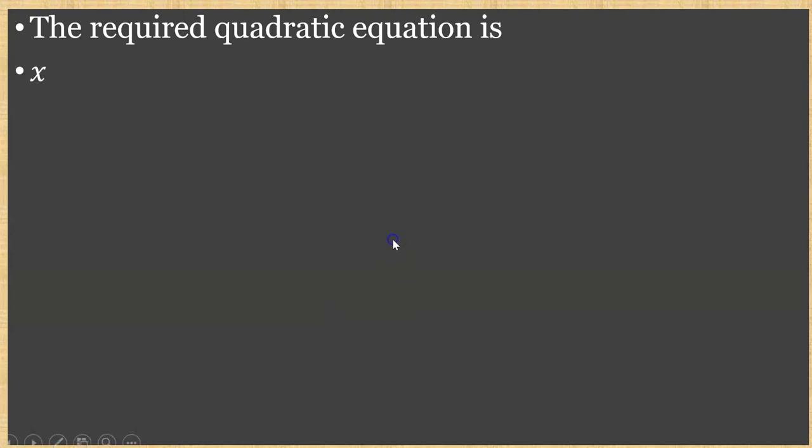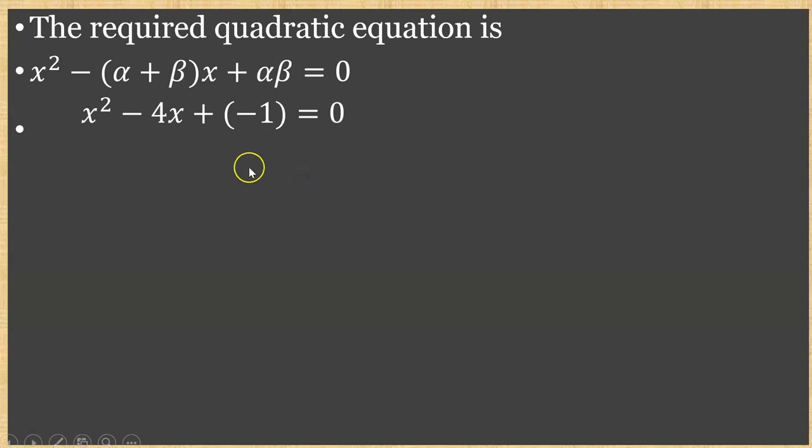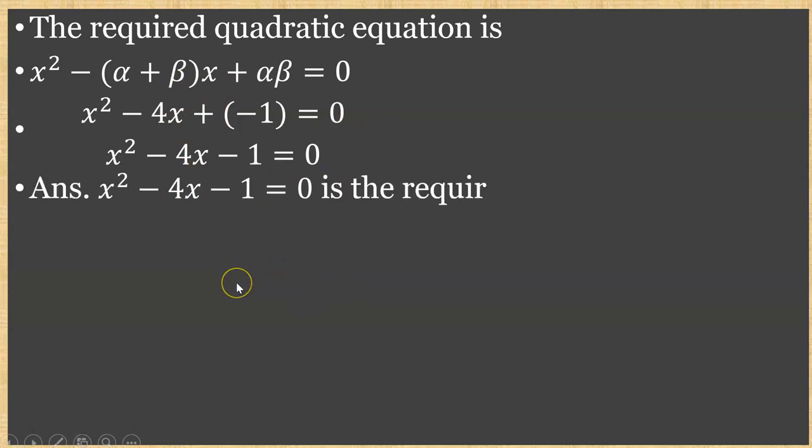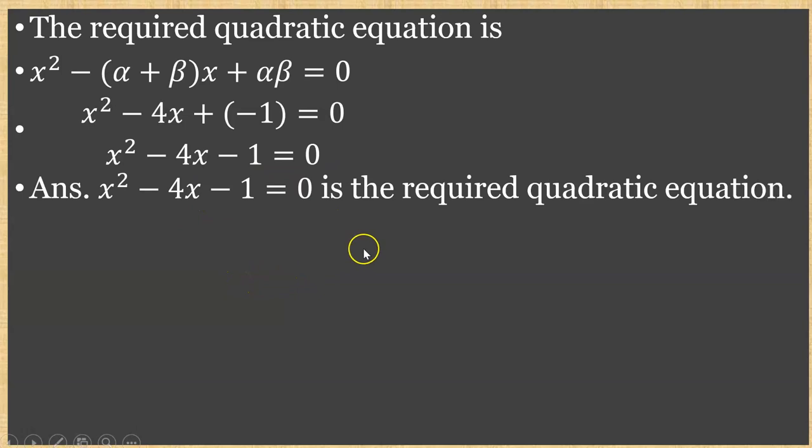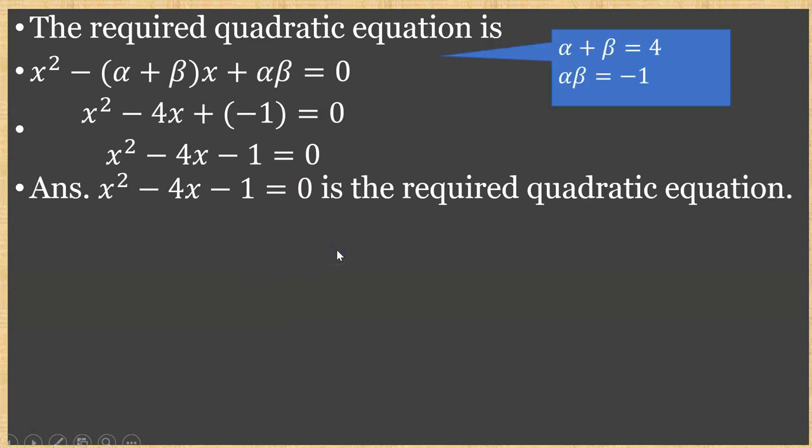The required quadratic equation is x square minus in bracket alpha plus beta into x plus alpha into beta is equal to 0. Therefore, x square minus 4x plus in bracket minus 1 is equal to 0. x square minus 4x minus 1 is equal to 0 is the required quadratic equation. Okay.